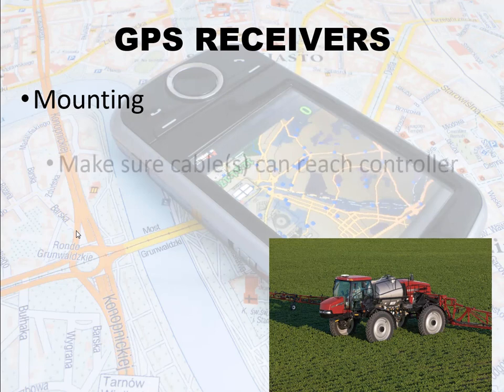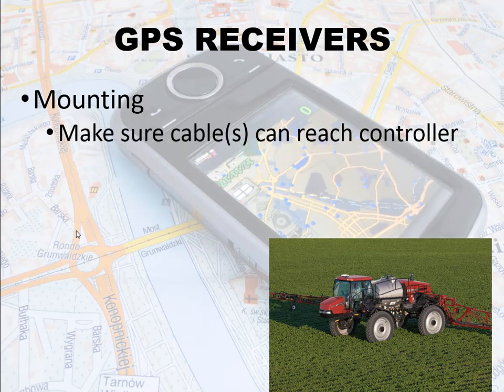Some other things. This was an interesting one I had years ago. Make sure that the cables that come with it are capable of reaching the controller where they need to plug in. I had a producer many years ago that mounted a GPS on the back of his combine, on the back of the grain tank extension. Thought that would be a great place for it. A little bit out of the way, easy to get to if I need to mess with it.